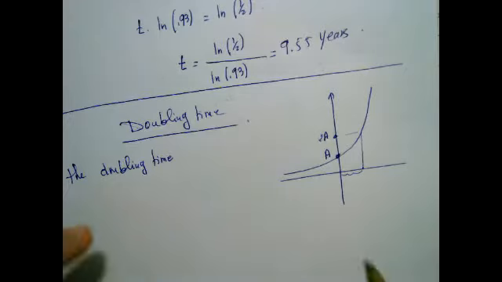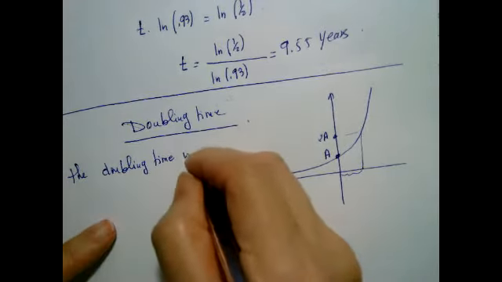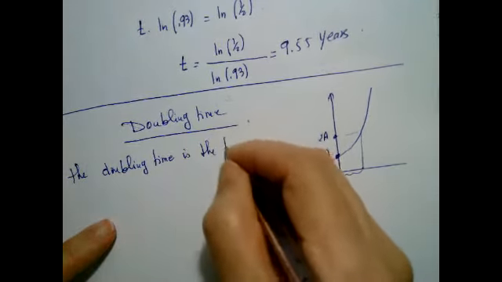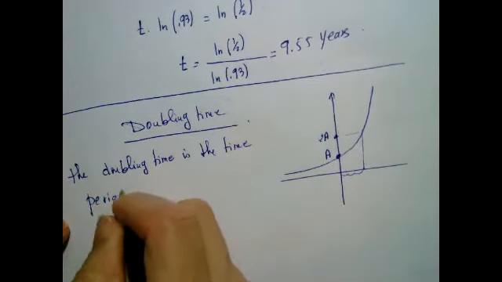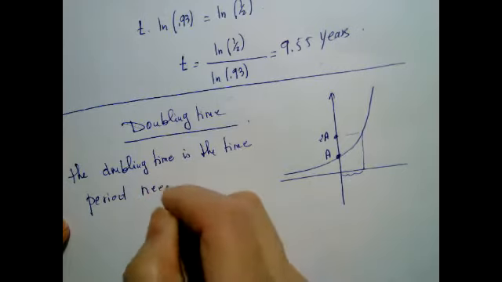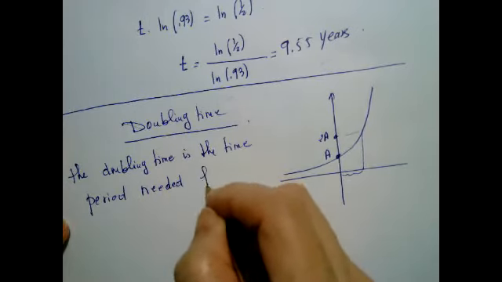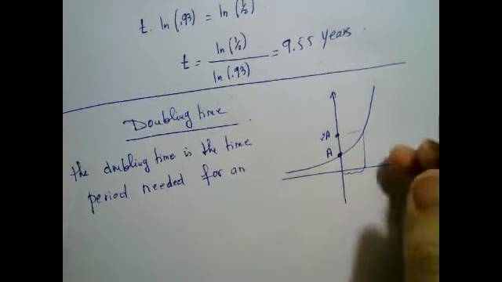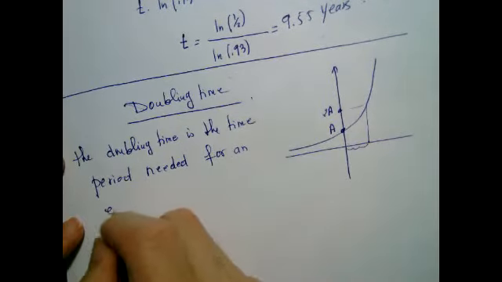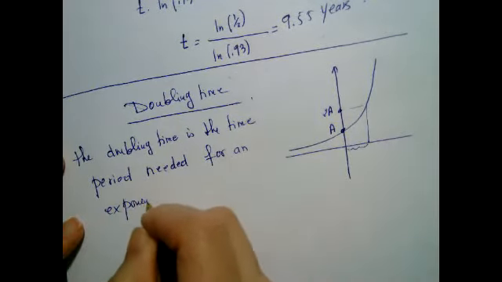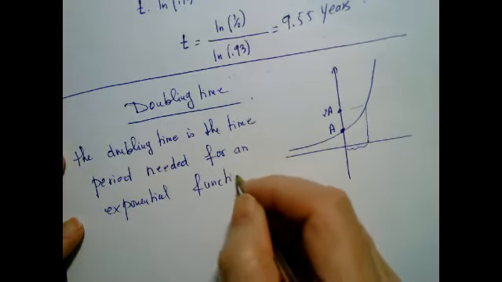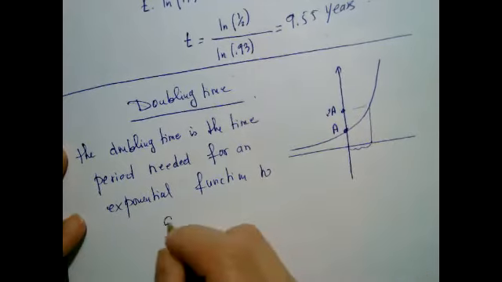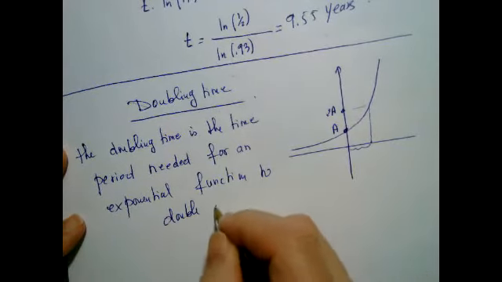So doubling time is the time period. It's the time period needed for an exponential function to double its initial value. For an exponential function to double its value.